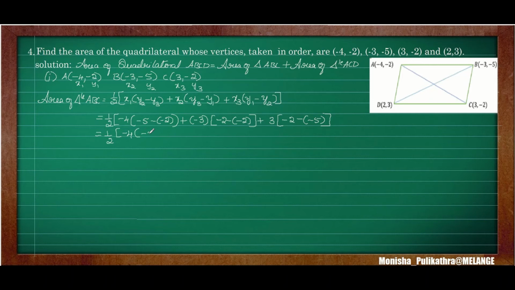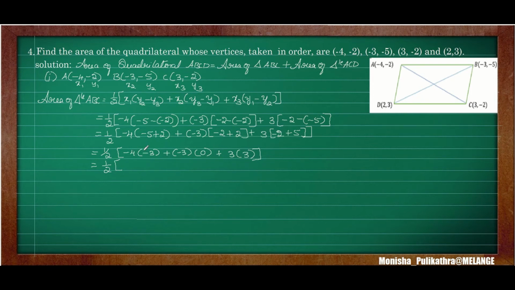Minus 4 into minus 5 minus into minus plus 2, plus minus 3 minus 2 minus into minus plus 2, plus 3 into minus 2 minus into minus plus 5. Okay. Next, half into minus 4 into minus into plus is minus, 5 minus 2 is 3, larger number sign. Next, minus 3 into minus 2 plus 2 is 0, plus 3 into minus 2 plus 5 is 3. Okay.